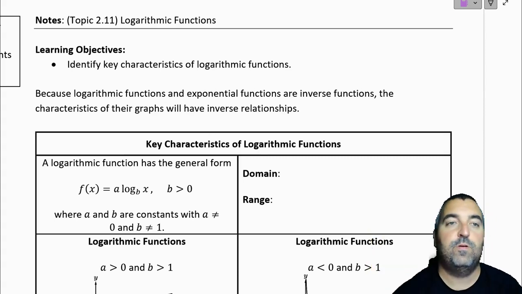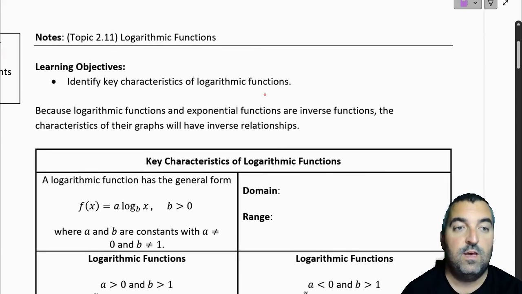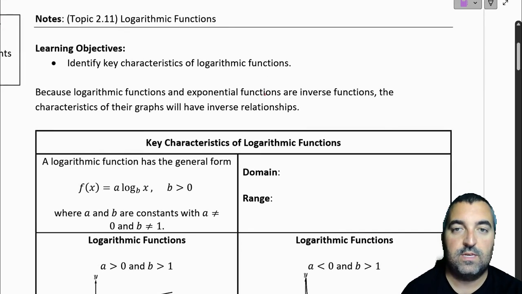Hi everybody, Mr. Rubo here, and today we are looking at 211, which is logarithmic functions, which we're just going to look at the key characteristics.